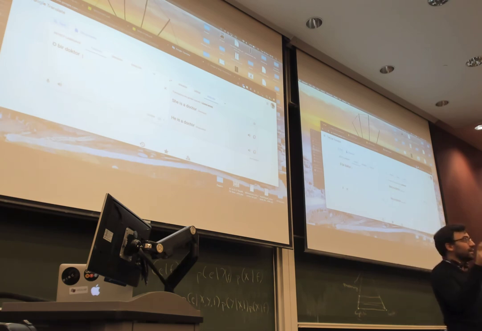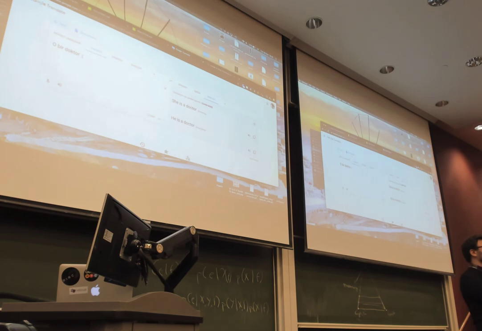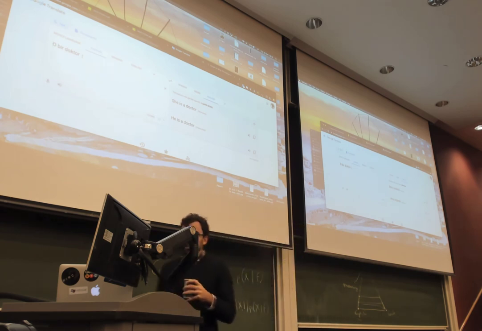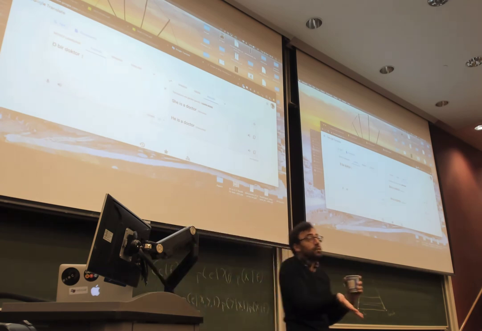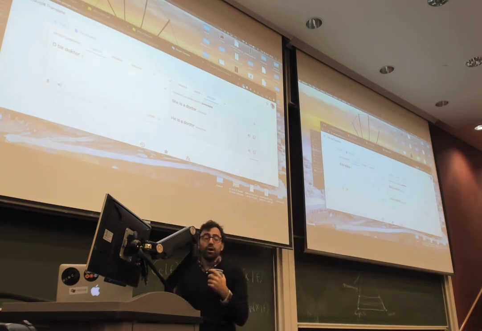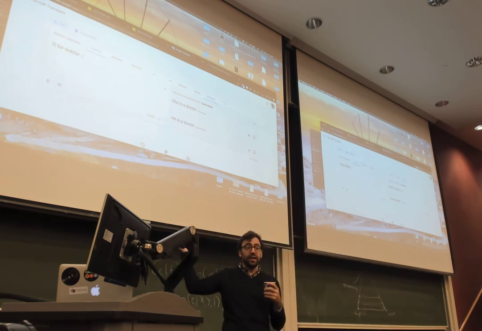Okay? Now, there's a clue in that second sentence, given from the context, that you should translate the doctor to la doctora rather than el doctor. Okay? Again, context, that's a very simple example of how context can help you to properly translate and not be influenced by biases that exist in the data.